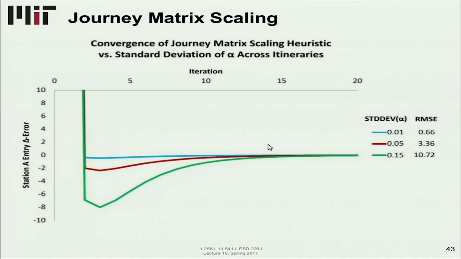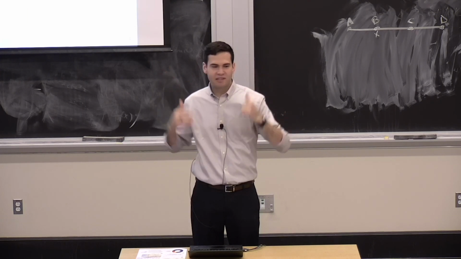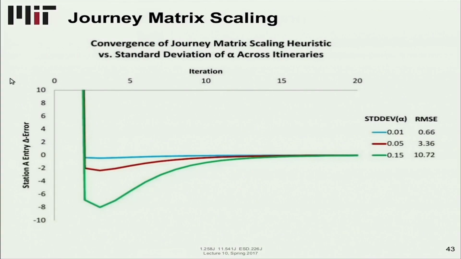In the blue line case, the scaling factors required across itineraries were very similar to each other. They all needed to be scaled up by the same amount. And what we show here is that the solution converged very quickly and that the accuracy was high because the root mean squared error was low. Okay? But then as we start moving to differences in scaling factors required, the algorithm did converge and produced different alphas for each itinerary, but it took longer to converge, and the root mean squared error of the final solution was higher, which makes sense.